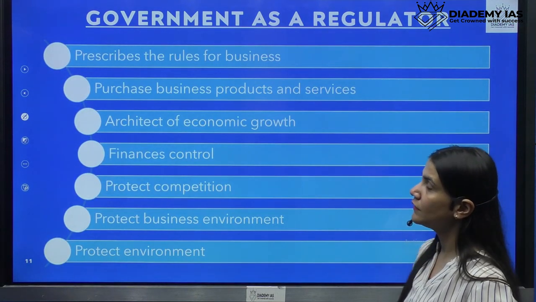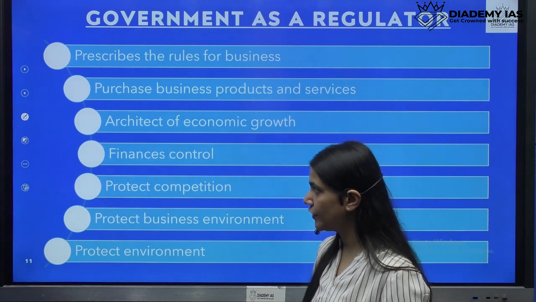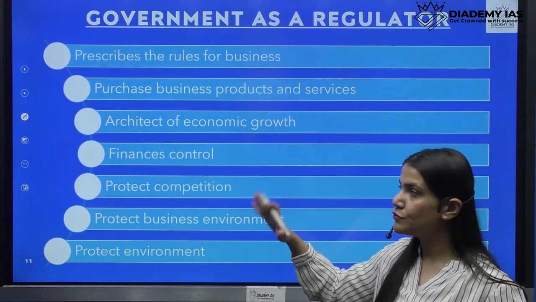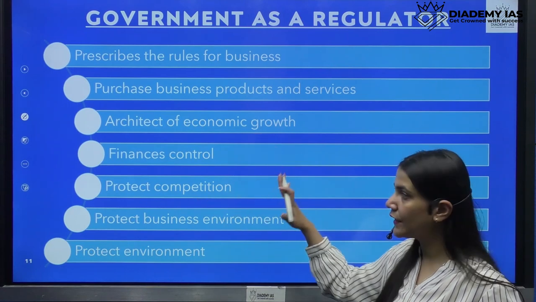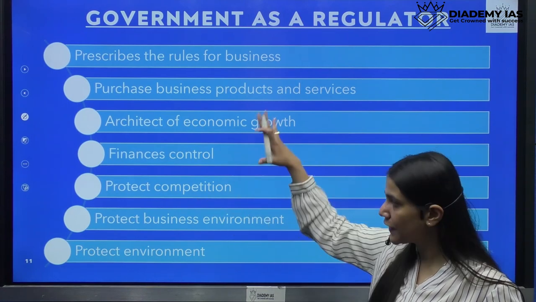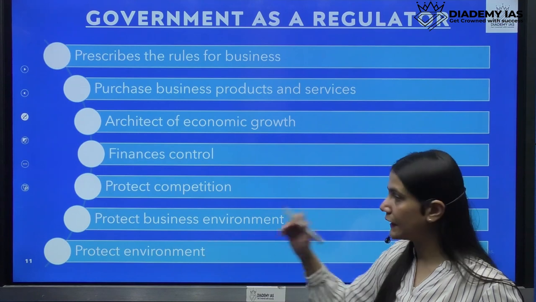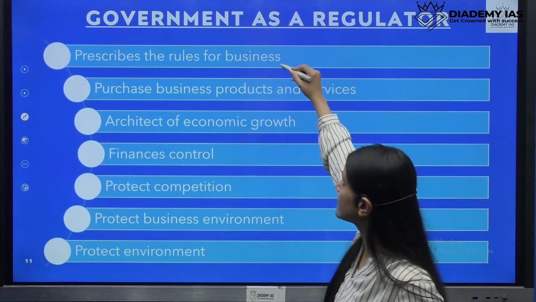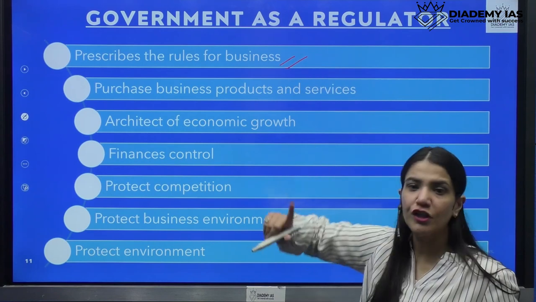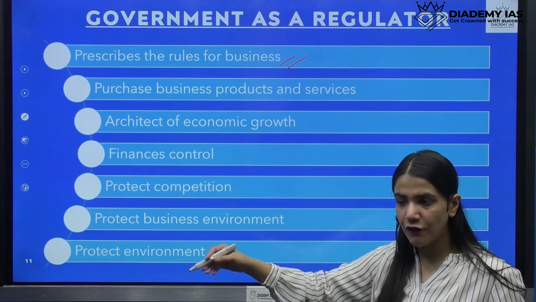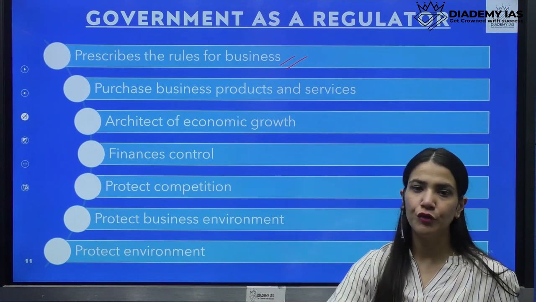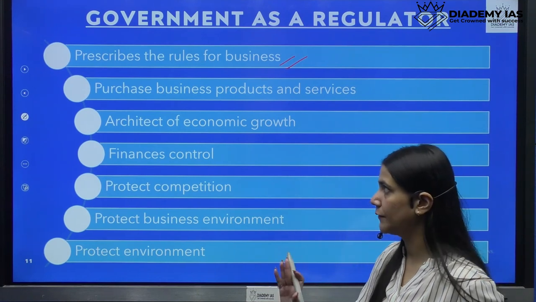Then, as the different context of the regulator, I have also included these sub key points. What you can do is read those previous slides, and you can also use these to make a mind map, right? Prescribes the rules of a business. Government as a regulator clearly defines initially that, okay, this is the kind of business you are going to be starting in the country. This is the kind of rules and regulations you are going to be following, right?